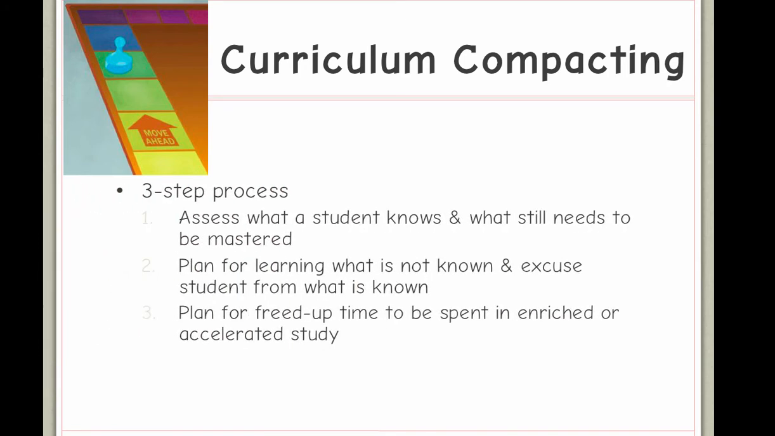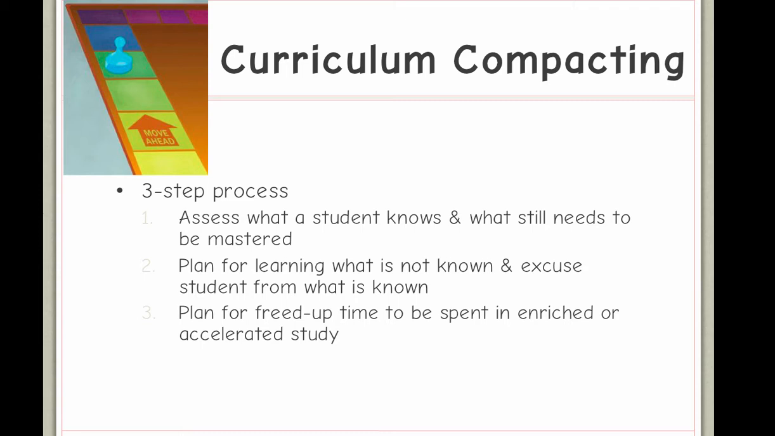Well, first we have to assess what a student knows and what still needs to be mastered. So pre-assessment is crucial. The KWL chart that we've talked about a couple of times is one way. Some teachers give a quiz or a unit test at the beginning, not for grading, but just to see where the students are. You can do a pre-assessment by a discussion. There are any number of ways you can get information about what a student knows.